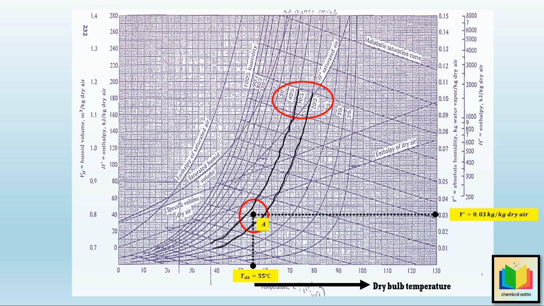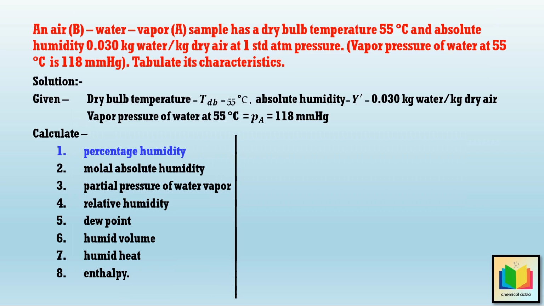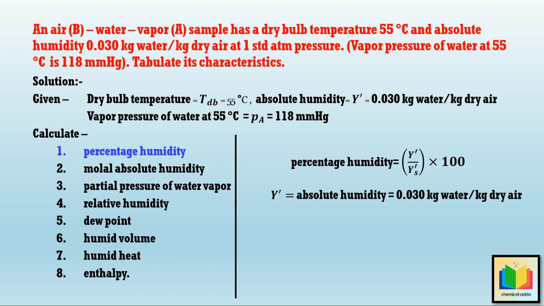The formula for percentage humidity is Y dash divided by Ys dash, into 100, where Y dash is absolute humidity, which is given as 0.03 kilograms water per kilogram dry air. And Ys dash is saturation humidity at 55 degrees Celsius. So, why are we taking saturation humidity at 55 degrees Celsius? Because we have been given a dry bulb temperature of 55 degrees Celsius. But we don't have Ys dash, so first let's calculate Ys dash from the psychrometric chart.